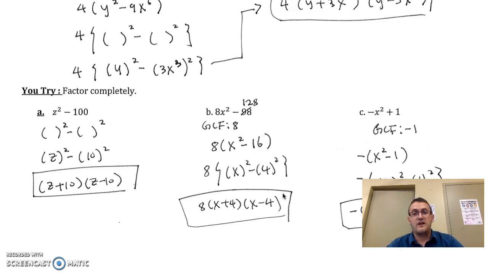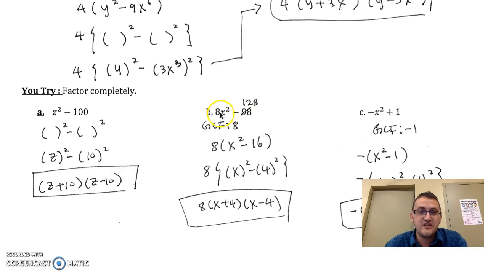Now, what I do want you to try a little bit in class are these U-try problems. Part A, this is pretty straightforward. Can you identify what the square root of 100 is? And you should be able to recognize that you are squaring the z. And you pretty quickly get z plus 10 times z minus 10.